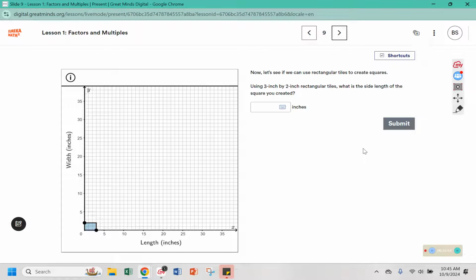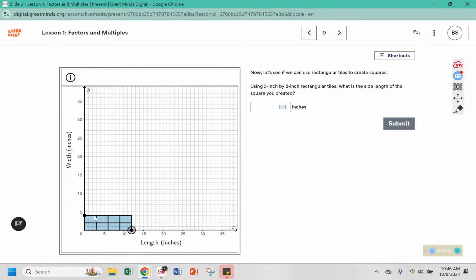Now let's see if you can use rectangular tiles to create squares. Using 3-inch by 2-inch rectangle tiles, what is the side length of the square you created? So we're trying to create a square. As soon as you get a square, it's going to turn green. Let's try a 10 by 10. Oh, that looks like it's 9 because 3 times 3 is 9. How about a 12 by 12? Yeah. 3 times 4 is 12, and 2 times 6 is 12.